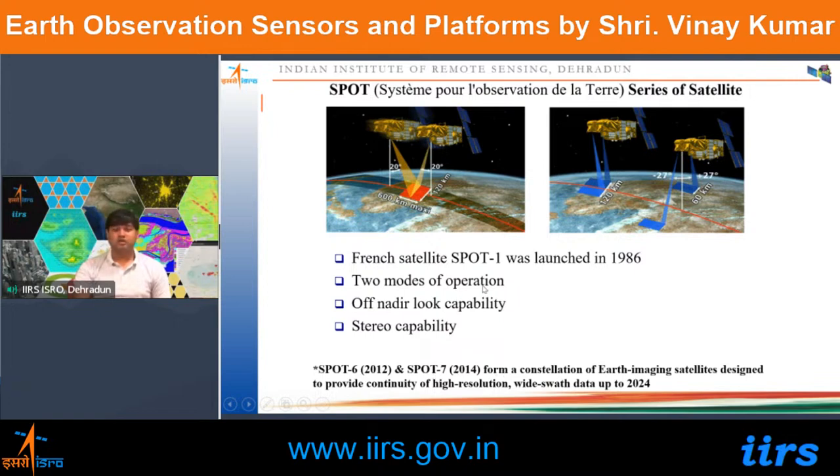The Spot series of satellites was launched with the purpose of stereo capability. Whenever a Spot satellite is launched, it has a tilting capability. It can revisit the same area by tilting the sensor. From that, you can generate 3D models from this kind of images.